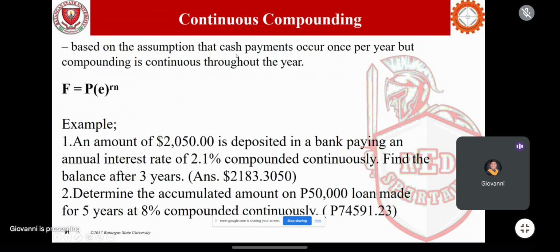Next. So last, sabi ko nga meron din tayong continuous compounding. So for continuous compounding, ito lang naman po yung formula natin dyan. F is equals to P times e raised to rn. Then kapag naman siya ay naging present worth, P is equals to F times e raised to negative rn yung gagamitin. So yan lang po naman ang formula natin for continuous compounding. Madali naman siyang malaman kasi lagi naman pong sasabihin sa problem na compounded continuously. For example, an amount of $2,050 is deposited in a bank paying an annual interest rate of 2.1% compounded continuously. Find the balance after 3 years.